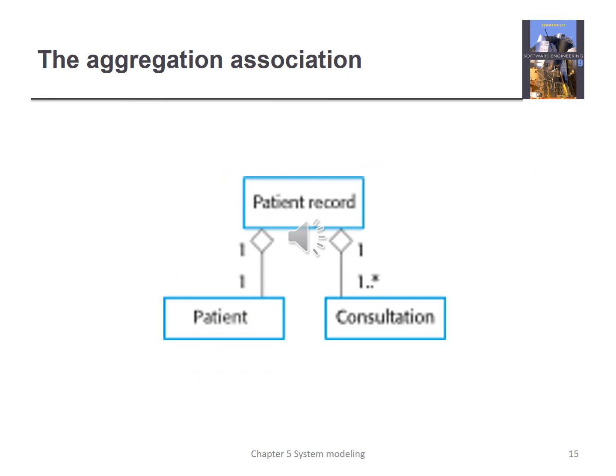Well, for this example, look at the aggregation association for the patient record, consultation, and patient. The patient record has patient information and the consultation. So it is part of. The consultation is part of the patient record. The patient record contains both the patient information and the consultation.